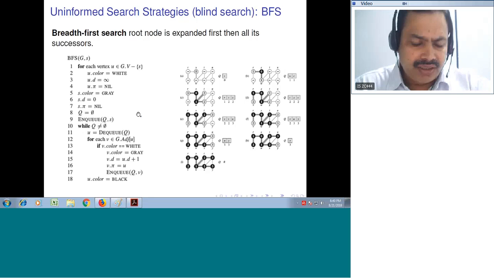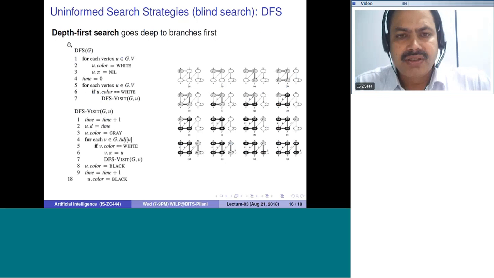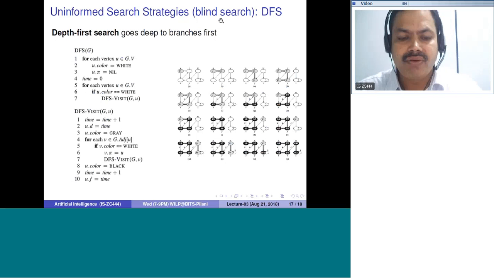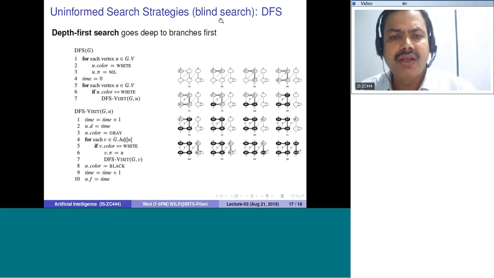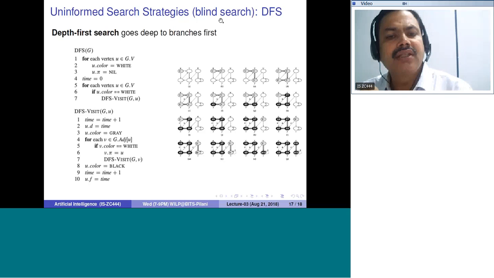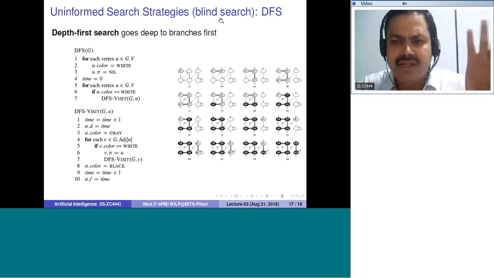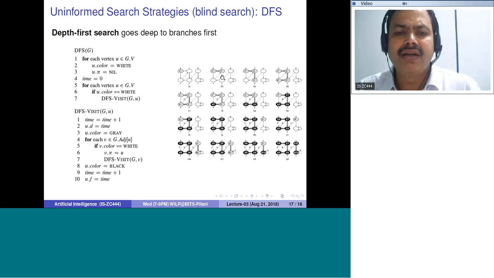Another algorithm that is important over here is the depth first search. All these things are called blind search algorithms because you don't have any information about the environment except how things are connected. This connection information is disclosed one by one as you go to them. So this is a kind of blind search. You are not seeing anything.